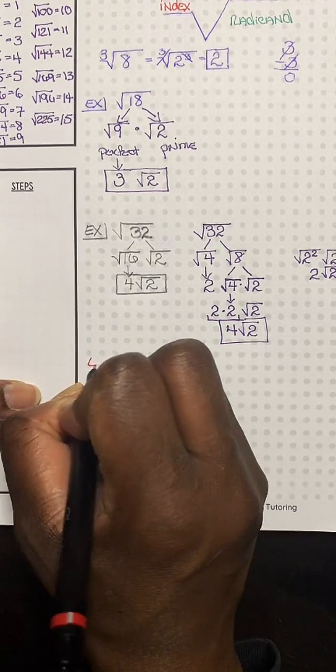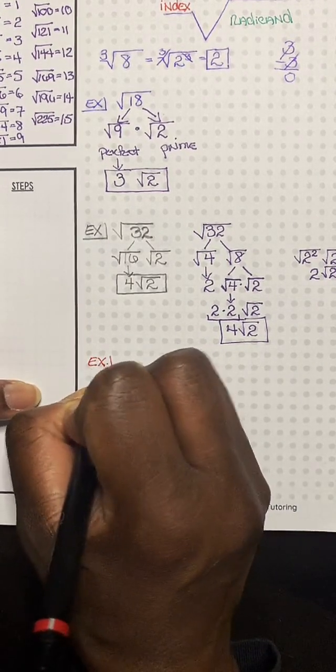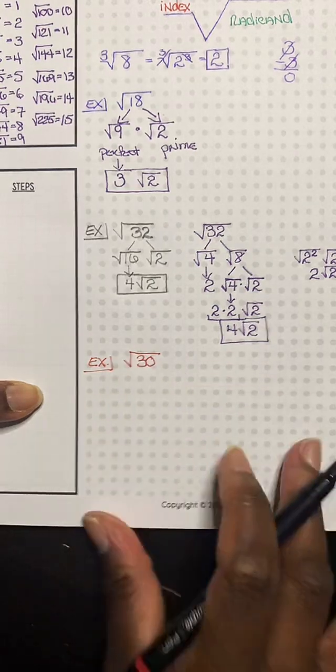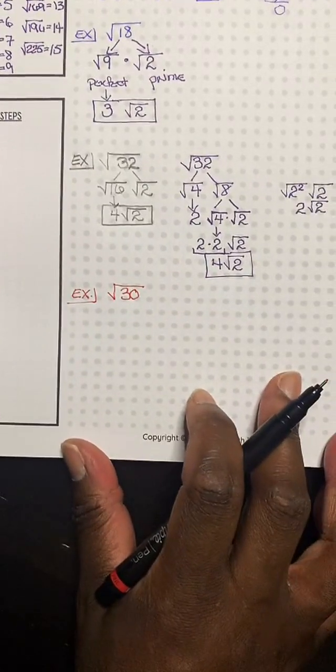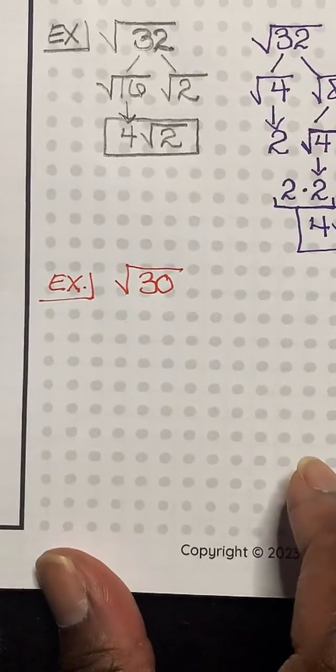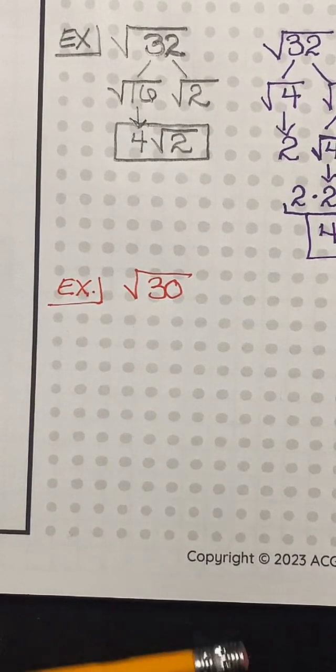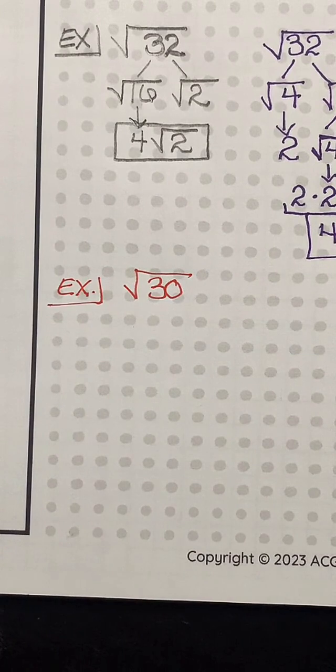Okay, so now, how about, let's do this one for our next example. How about the square root of 30? Square root of 30. See if we can simplify the square root of 30.